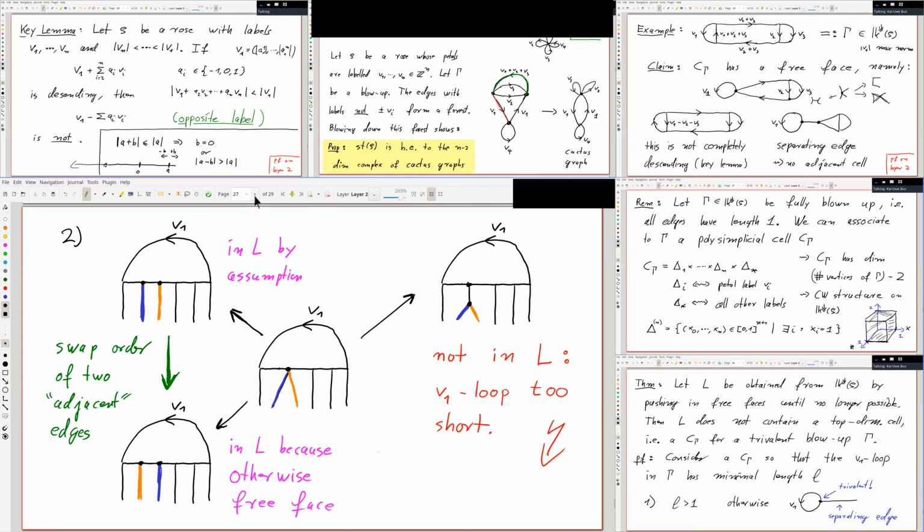And this is the central picture. So this is the graph gamma. The cell that it parametrizes is in our complex L by assumption. And I'm not shooting for the free face right away, but I want to understand what the neighborhood of this cell looks like. So what is the V1 loop? The V1 loop is this guy here. That's the V1 loop, right?